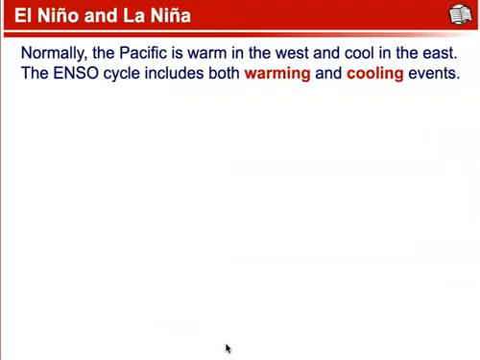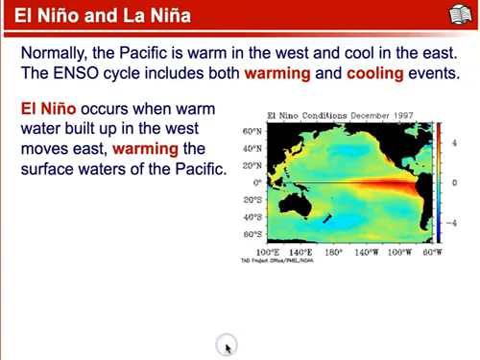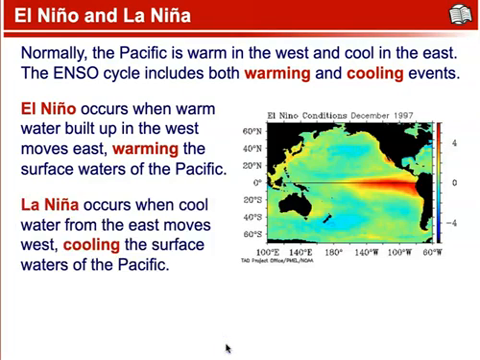El Nino and La Nina. Normally, the Pacific is warm in the west and cool in the east. The ENSO cycle includes both warming and cooling events. El Nino occurs when warm water builds up in the west and it moves eastward. This warms the surface waters of the Pacific. La Nina occurs when cool water from the east moves west, cooling the surface waters of the Pacific.